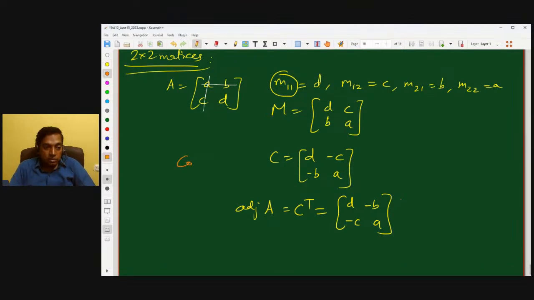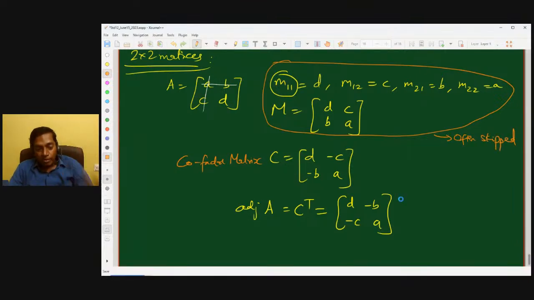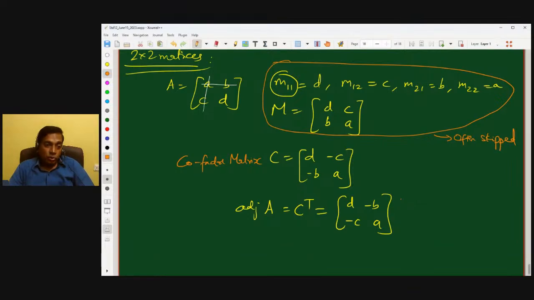This is the cofactor matrix. You can directly write it instead of writing out the minor. This step is often skipped. That's why minor is a minor idea. Cofactor is a big idea. If you remove the row and column, whatever determinant you get, multiplied by minus 1 power i plus j, is what you will enter in the cofactor matrix. Okay, 2 by 2 is very easy.